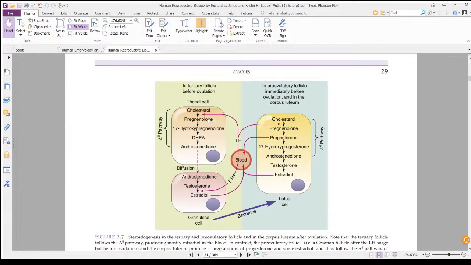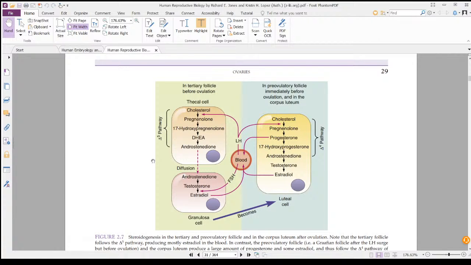This is also LH, this is also LH. But here the biochemistry is different, because you have the oocyte inside it. Here you don't have the oocyte. So here LH has a different effect, a different expression of the enzymes which take the delta 4 pathway. Here LH has a different effect which takes the delta 5 pathway.